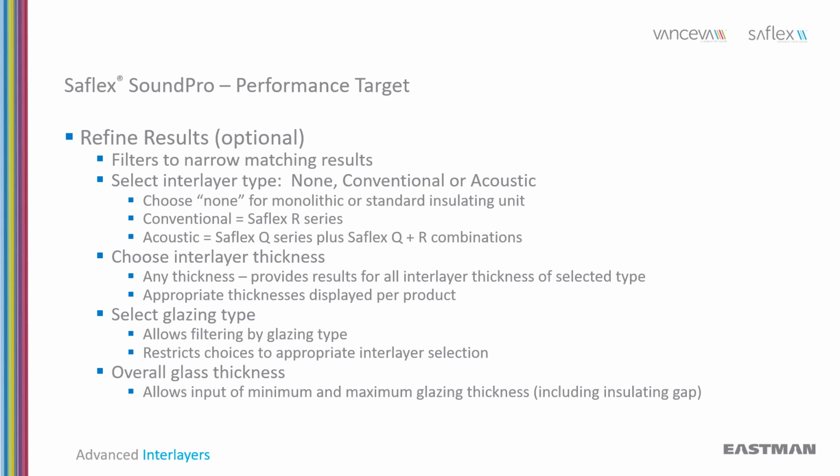The last choice you have is the overall thickness of the glazing unit. Be careful with this because it requests that you fill in a minimum and or a maximum. You can choose one or both of those entries to narrow your results. Remember that the overall thickness does include the insulating gap.